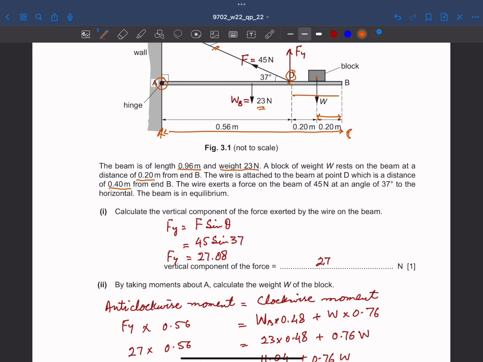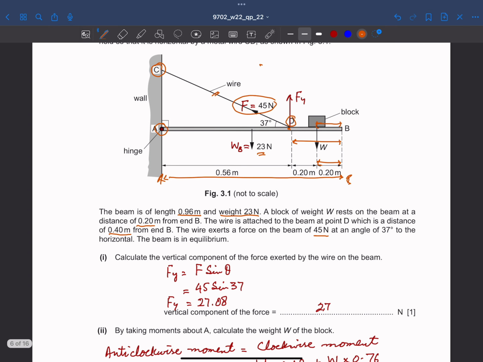So this distance is given, this distance for the block is given, and what they are saying is that the wire exerts a force on the beam of 45 Newton. So this force in the wire is 45 at an angle of 37 to the horizontal. The beam is in equilibrium.